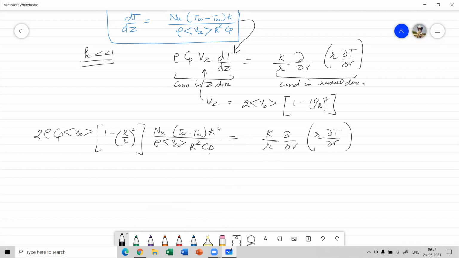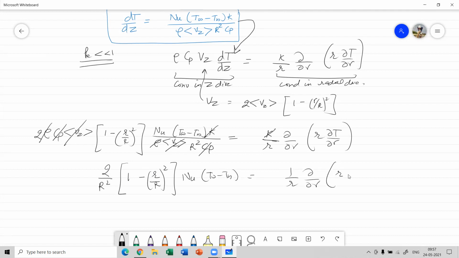So this K gets cancelled with this K. This average velocity gets cancelled with this one. Density gets cancelled with density. Cp gets cancelled with Cp. So what we are left with is 2 by r square into 1 minus r by capital R whole square into Nusselt number into Tw minus Tb into 1 by r del by del r of r del T by del r.